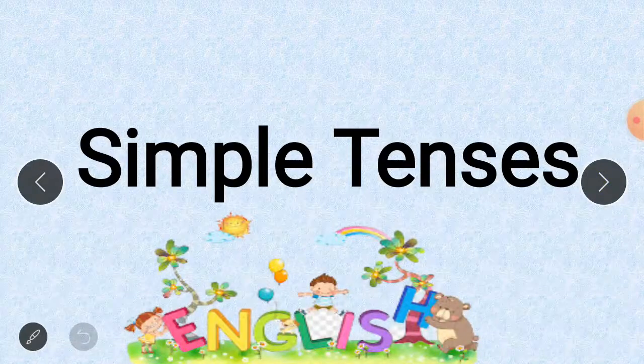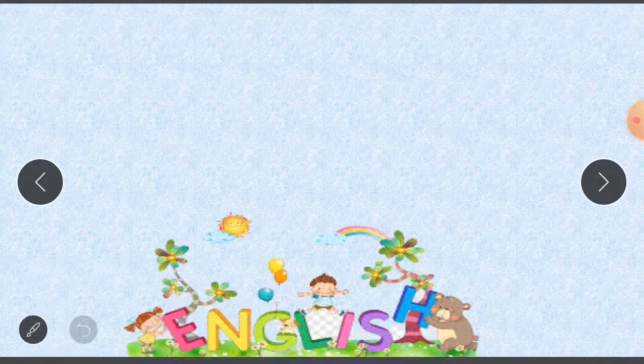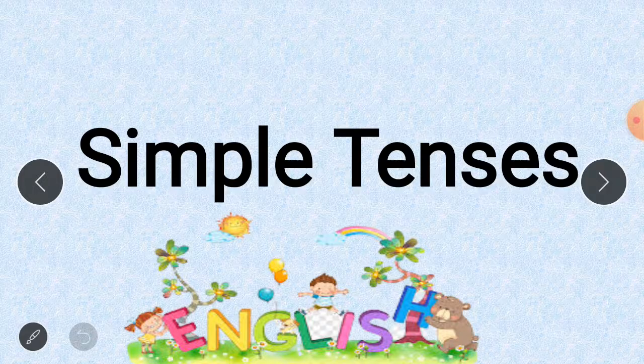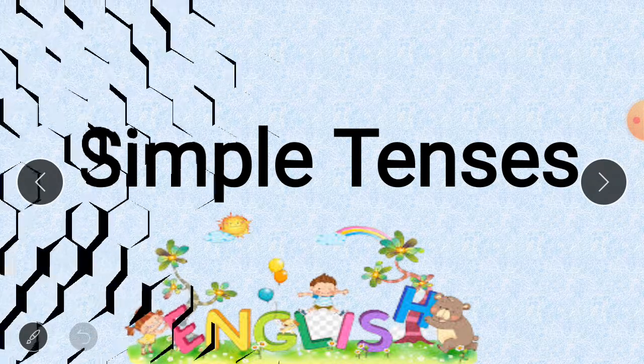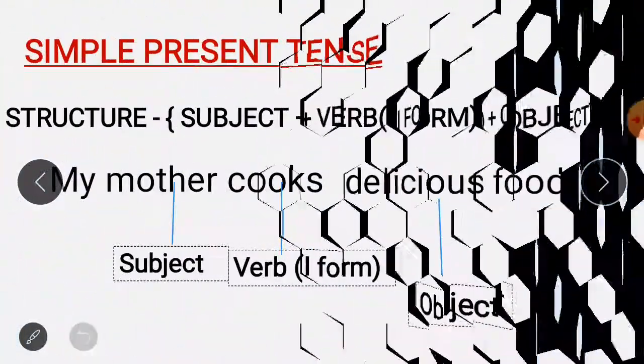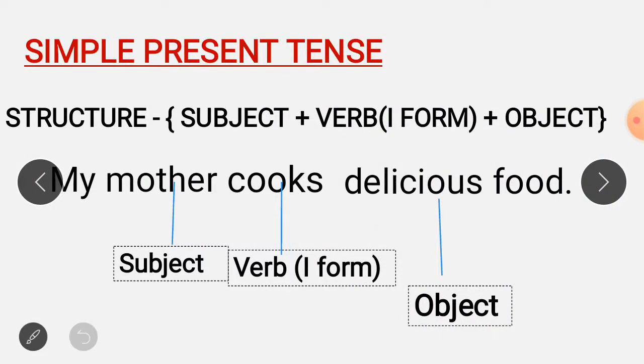So today we are going to study about simple tenses. In this we will study all of them: simple present, simple past and simple future. So let's take up first the simple present tense. The structure for simple present tense is subject plus verb, which should be in its first form or the base form, along with the object.